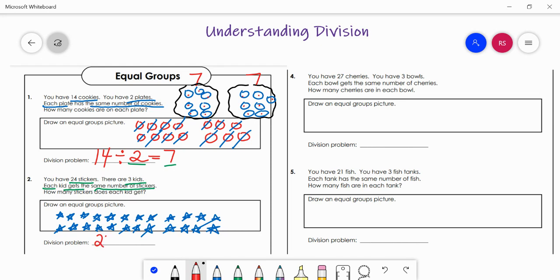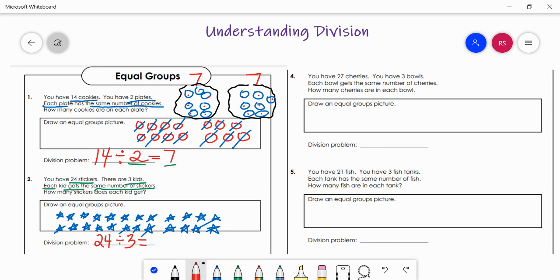24 was our total. So we had 24 total stickers. How many groups are we going to divide these 24 stickers into? Show me with your fingers, shout it out. 3 groups because there are 3 kids. So we need to give each kid a group of stickers. So we're going to divide it by 3.